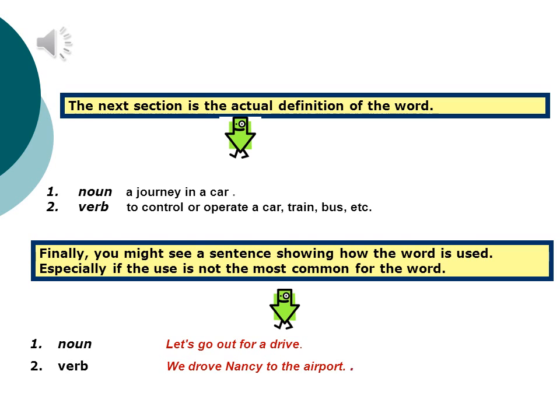For example, drive as a noun, which means a journey in a car. The example would be like, let's go out for a drive. Now, drive as a verb, the example would be something like, we drove Nancy to the airport.